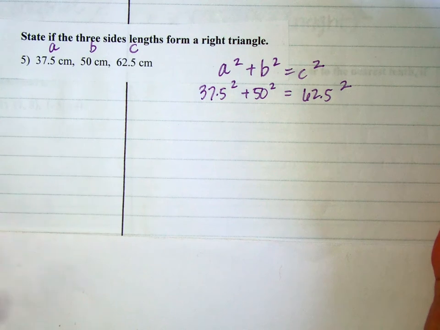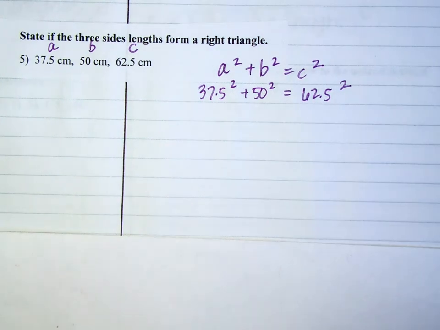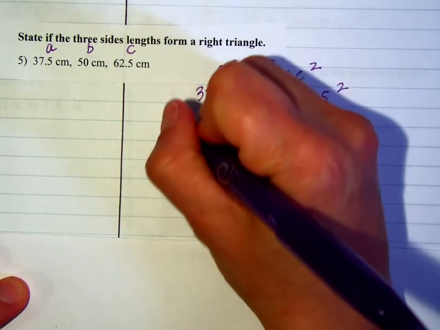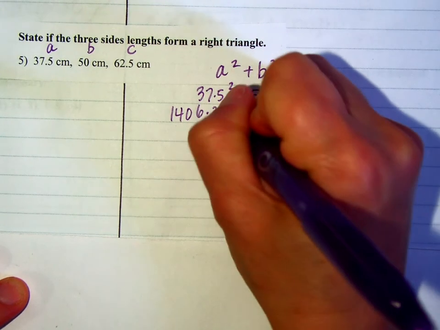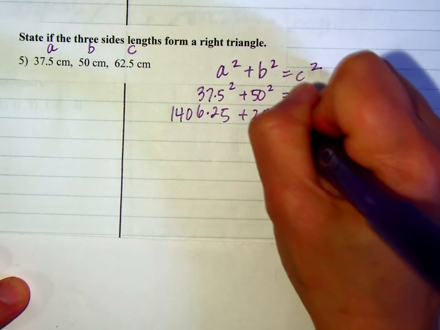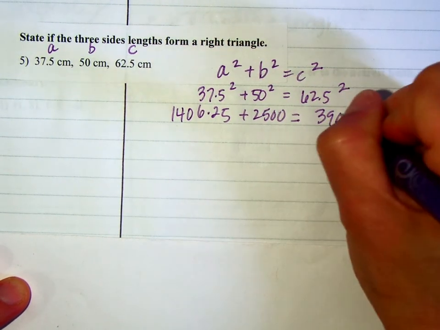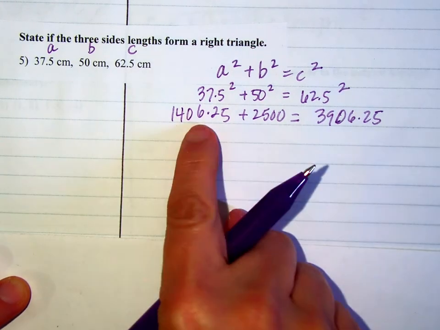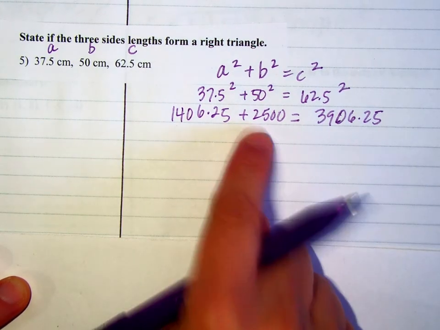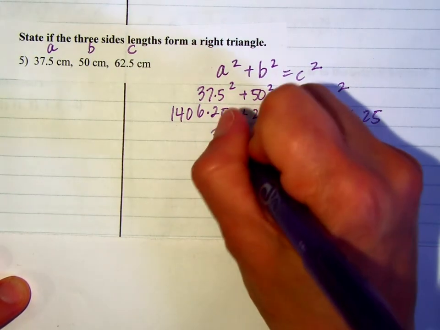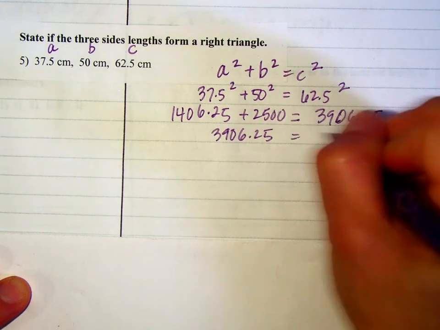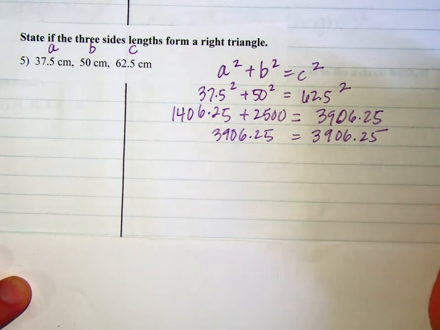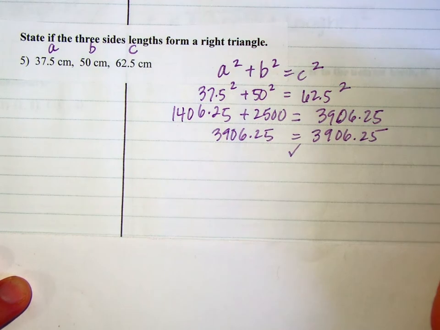When I use my calculator for this particular problem, for 37.5 squared, I'm going to get 1406.25 plus 2500 is equal to 3906.25. Now I'm going to add these two together. When I add that together, I'm going to get 3906.25. And on the right side, I have 3906.25. So the question is, are they equal? And in this case, yes, they are.